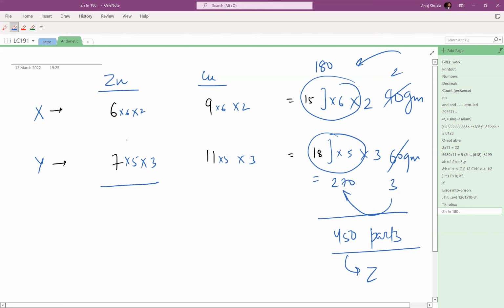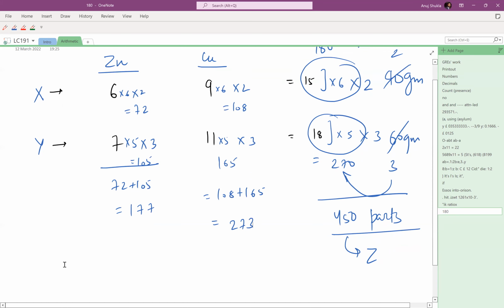How much will be the zinc in that? 6 sixes are 36, into 2 is 72. This is 105. So 72 plus 105 is 177. And this one is 9 sixes are 54, into 2, that is 108. And this one is 55 into 3, or 15 into 11, that is 165. So 108 plus 165 is 273. So 177 parts are zinc, 273 parts are copper.